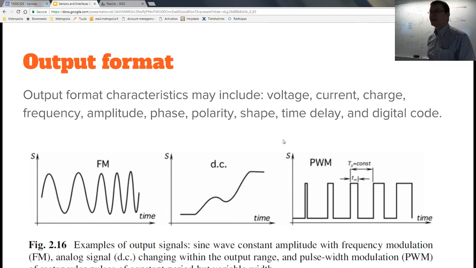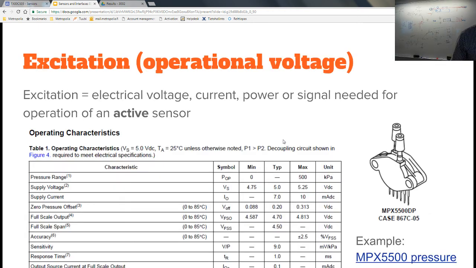Amplitude of signal, that's the most common usually. It can be even phase, polarity, or signal shape, time delay, digital code, whatever. Any signal will do as long as you can interpret it.